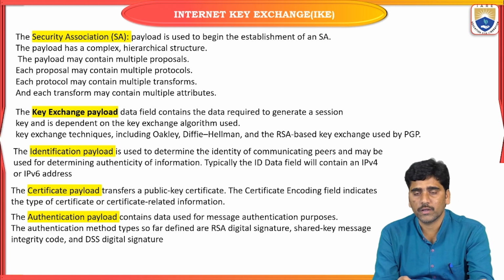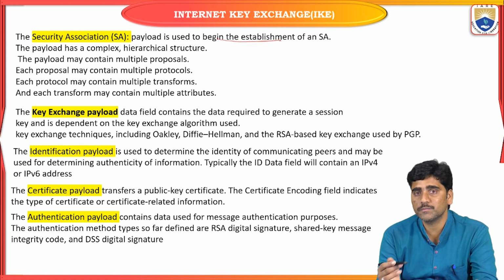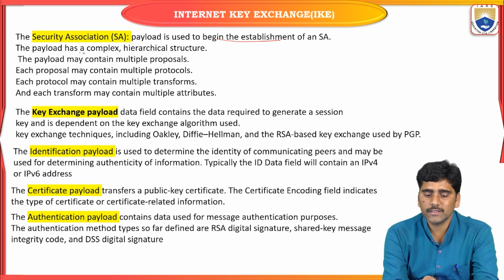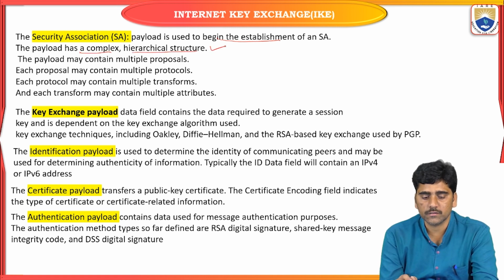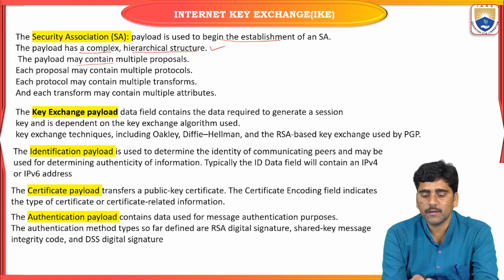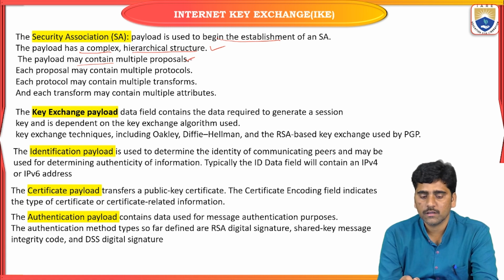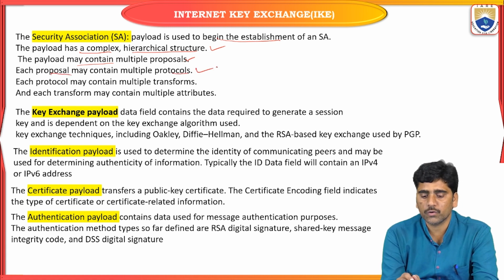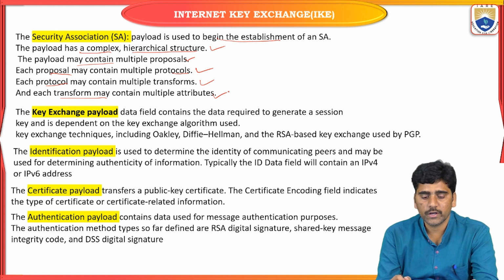The security association payload is used to begin the establishment of an SA. The payload has a complex, hierarchical structure, and a payload may contain multiple proposals. Each proposal may contain multiple protocols, each protocol contains multiple transforms, and each transform contains multiple attributes. So the security association implements this for each and every level of the hierarchy.